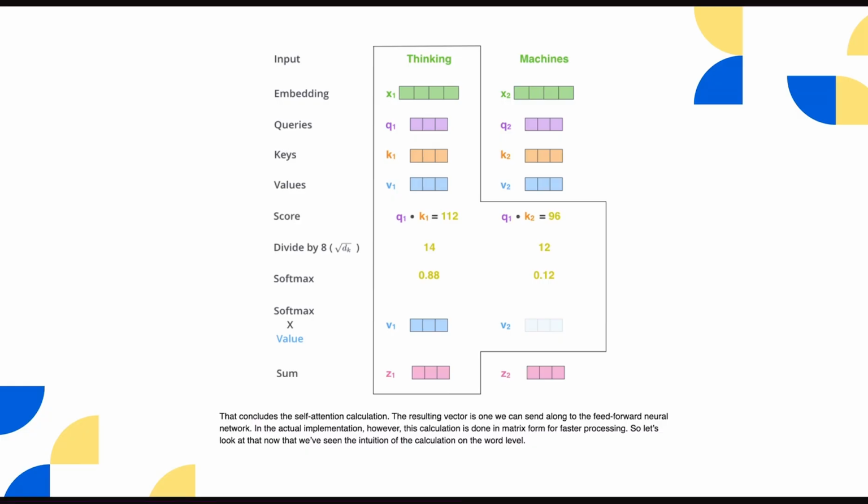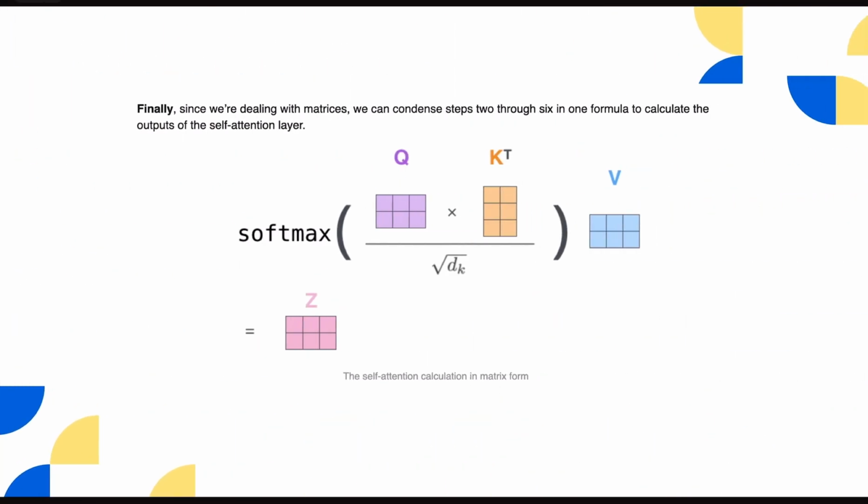The resulting vector is one we can send along to the feed forward neural network. In the actual implementation, however, this calculation is done in matrix form for faster processing. So let's look at that now that we have seen the intuition of the calculation on the word level. Since we are dealing with matrices, we can condense steps 2 through 6 in one formula to calculate the output of the self attention layer.